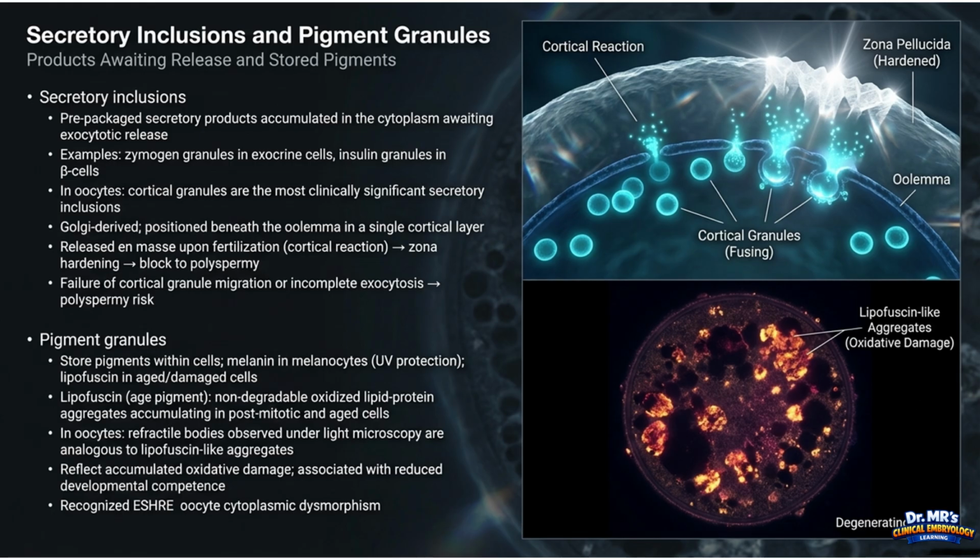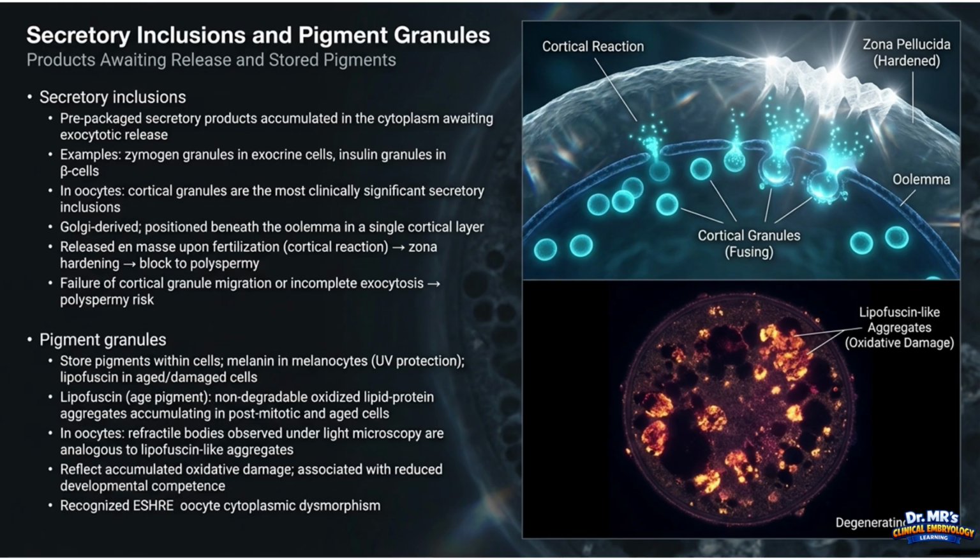When cortical granule migration to the cortex is incomplete during oocyte maturation, or when exocytosis during the cortical reaction fails to occur fully, the zona block to polyspermy is compromised, increasing the risk of polyspermic fertilization and abnormal polyploid embryos. This is one reason why cytoplasmic maturation, including the migration of cortical granules to their correct cortical position, is a prerequisite for competent fertilization.